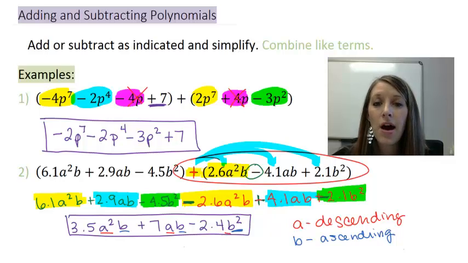Now sometimes if you have more than one variable, it's just impossible to put it in any good order. Just try your best and go with it. Both I and the homework will be accepting if there is no official best order of it. But if you can put it in descending order, then that is your best option.